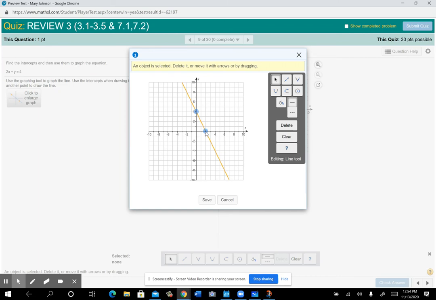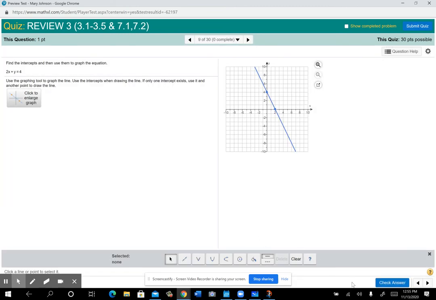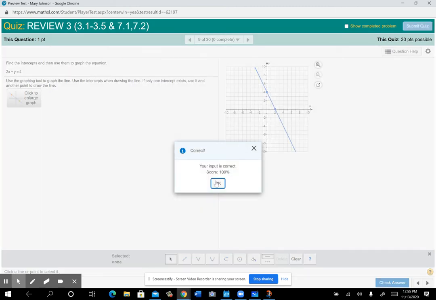It's really a good method. The only issue with it is that sometimes people plot those points wrong. So you may want to find one more point. Like for instance, if you plug a 1 in for x, the y would have to be 2. You may want to plot a third point just to make sure that you didn't mess up when you graphed. And then that should be it. You can check your answer, okay?